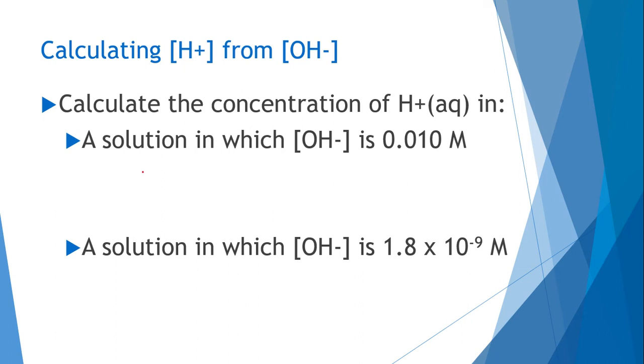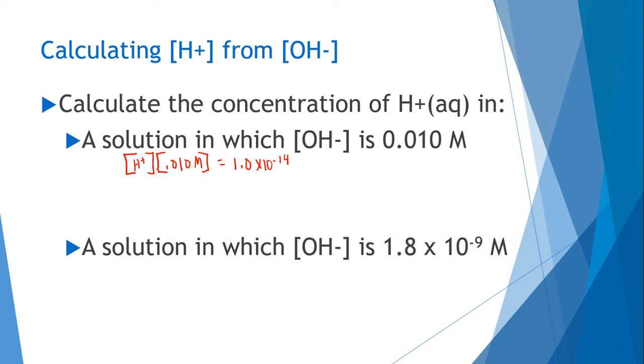So in our equation, I don't know my hydrogen concentration, and that's going to be multiplied by my hydroxide. And I know my hydroxide, 0.010 molarity. And remember, this all has to be equal to 1.0 times 10 to the -14th.